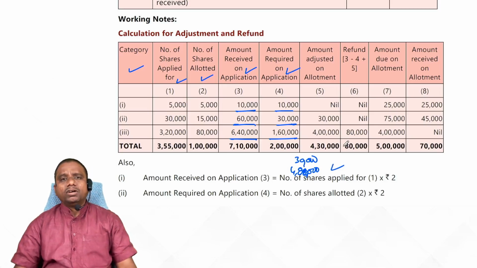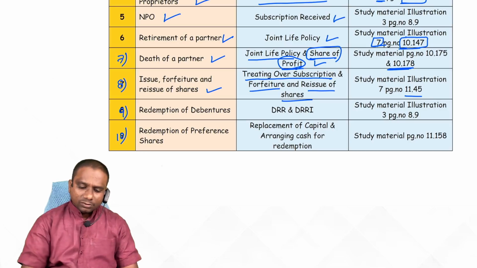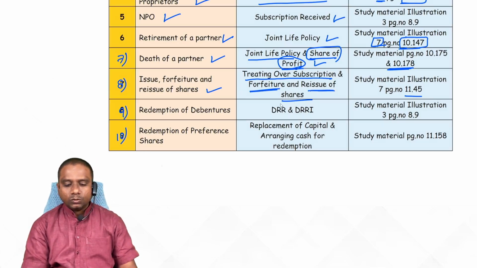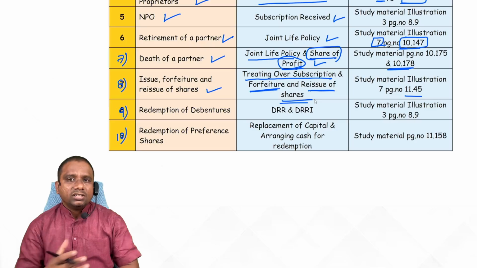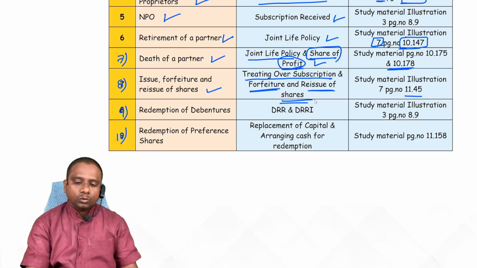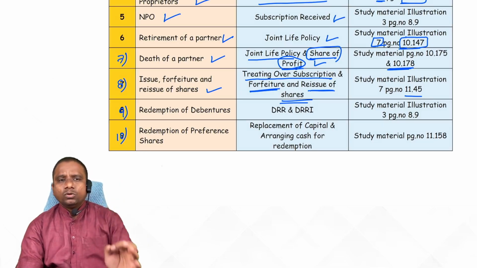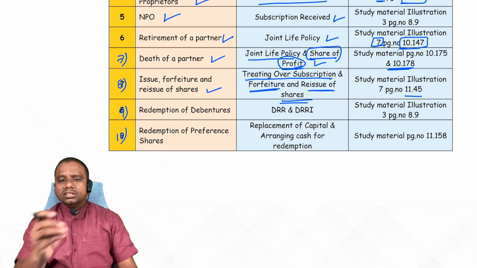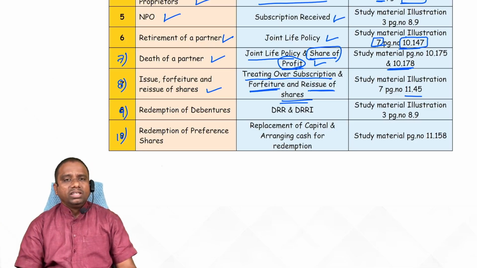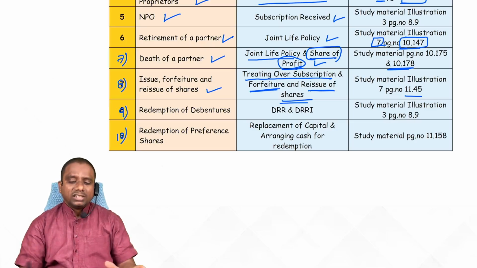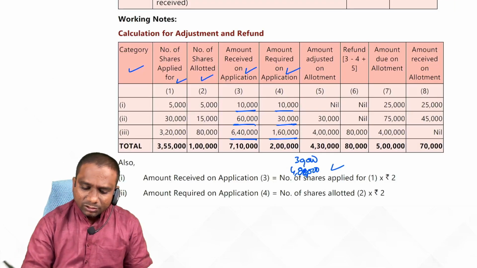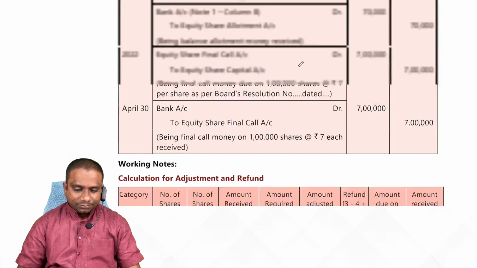Next concept, forfeiture of shares. Forfeiture and reissue of shares. In case of forfeiture and reissue of shares, what is the care we have to take? First, forfeiture. For forfeiture, we have to write the entry. What is the entry we write? Share capital account debit. Equity share capital or preference share capital, whatever it may be, account debit. So, what is the amount we write? Here I will show you some example, then you can understand.